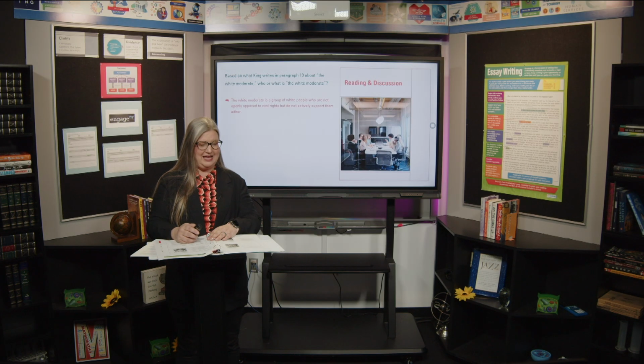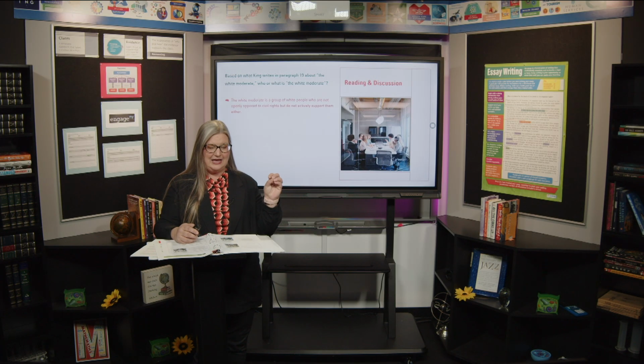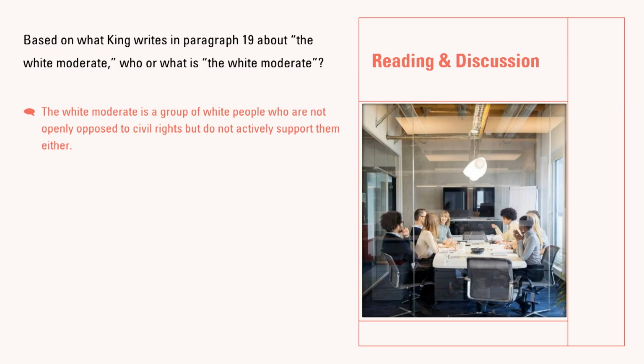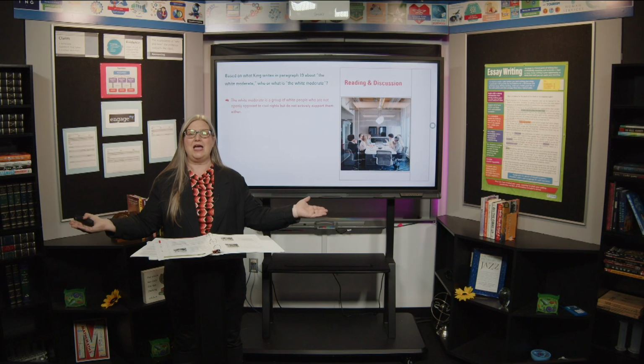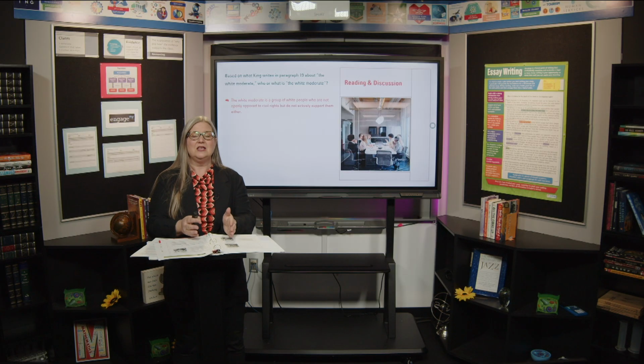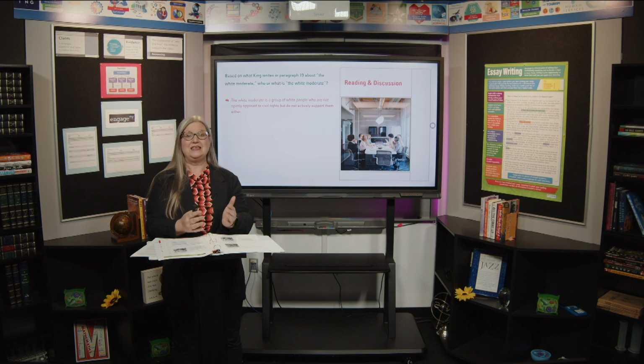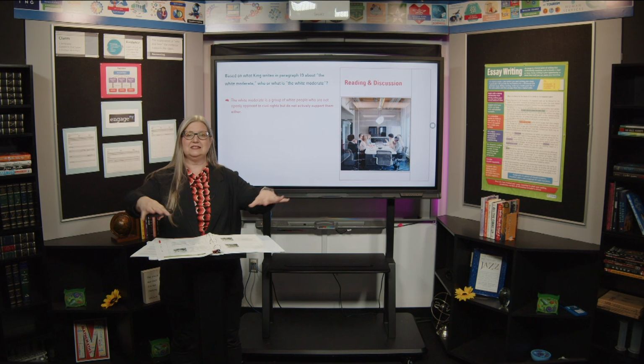Good job, okay? The white moderate is a group of white people who are not only opposed to civil rights, but they do not actively support them either. So it's that idea of being lukewarm, of sitting on the fence. They don't care either way. They just want to live their lives in their happy lane, or what they think is their happy lane, and nobody else affects them. But we know that all of this does affect.